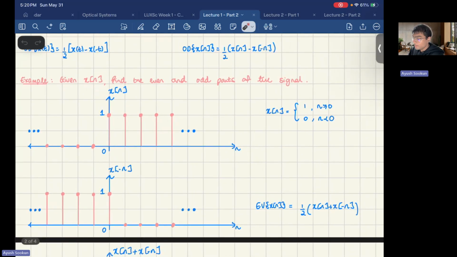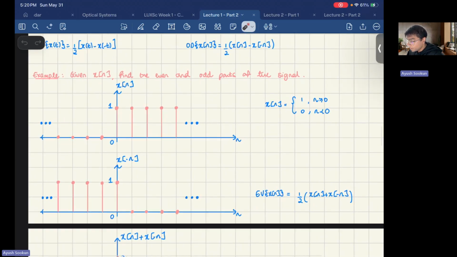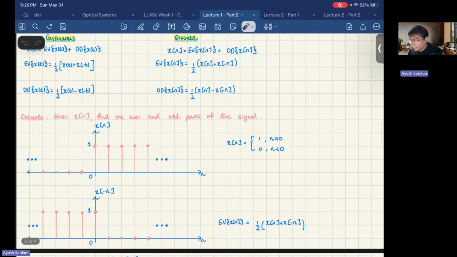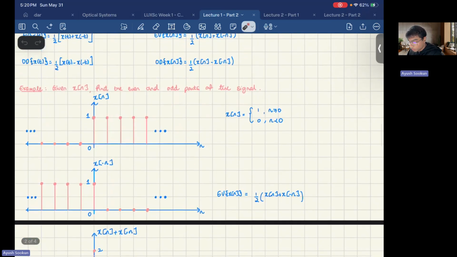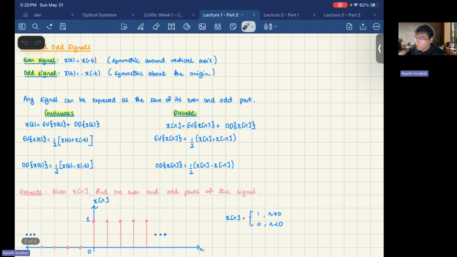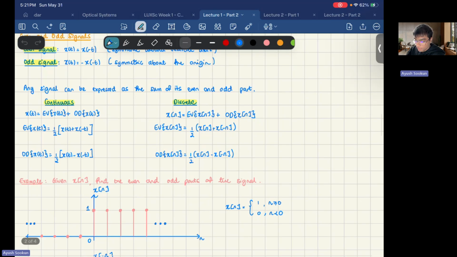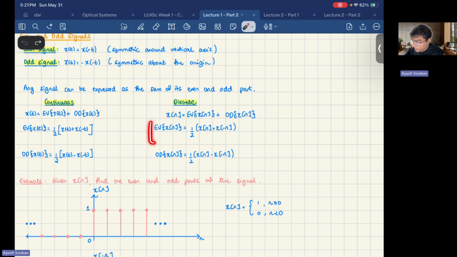Now, given x of n, find the even and odd parts of the signal. So you have x of n, you want to find the even part and the odd part. So to find the even part, you're going to use this definition. Actually, I circled the wrong thing. If you want to find the even part of the signal, you're going to have to use this equation right here. We're going to use this equation to find the even part of the signal. You got x of n, which is given to you. So you need to find x of minus n. You add them both, and then you scale it by half. So that's what we're going to do.